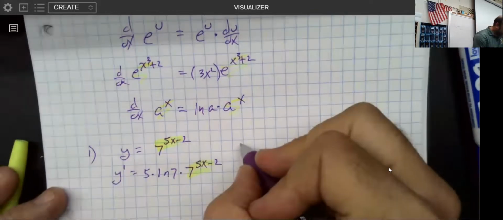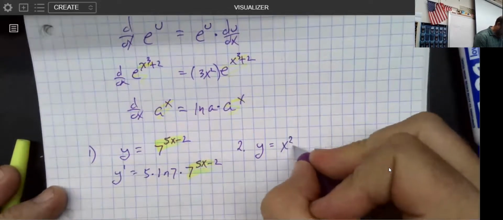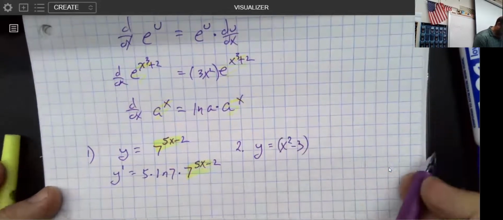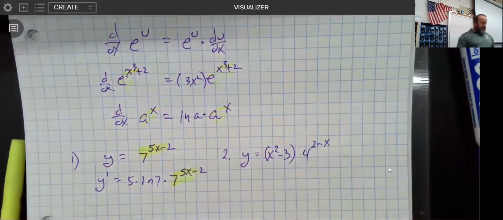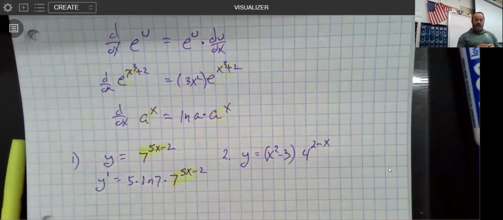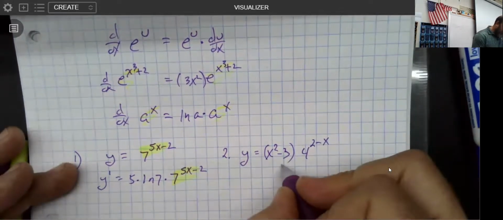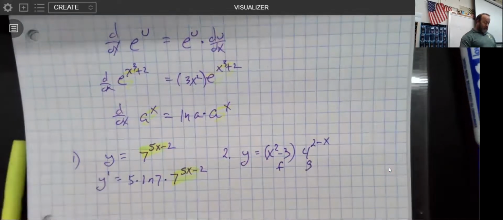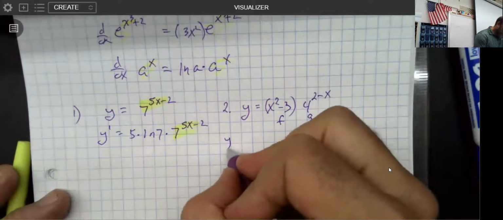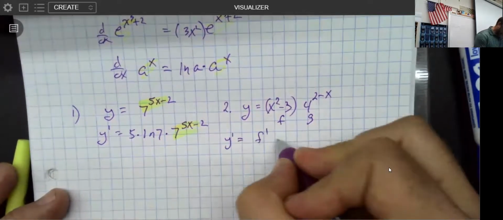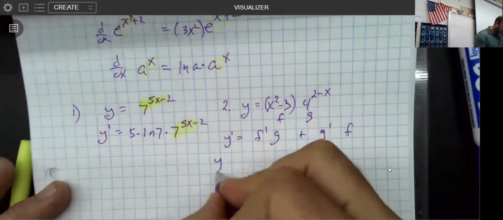Number 2, let's go a little bit further. y equals x squared minus 3, and we're going to multiply by 4 to the 2 take away x. Now, I purposely tried to do one problem that had a couple of extra little pieces in it. I would think of this as f and this as g, of course. This is a product rule. So y prime would be f prime g plus g prime f. And so let's see what we've got.